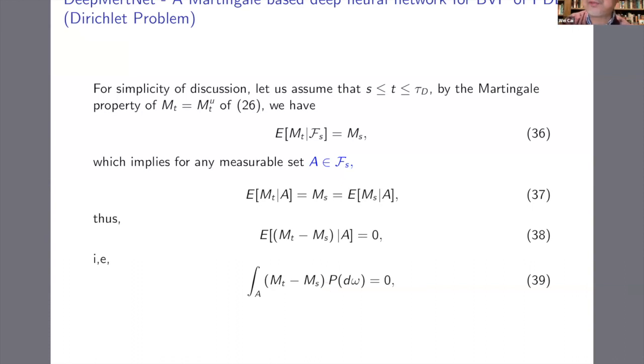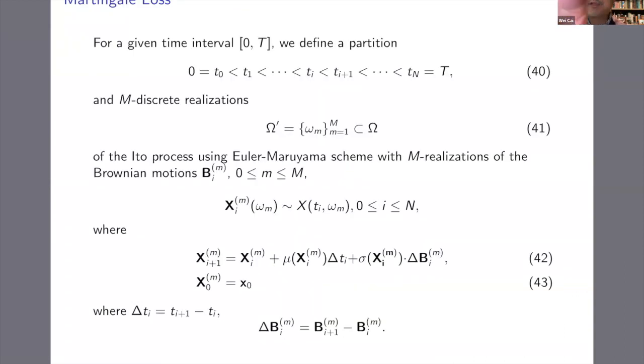So let's see how we do that. Okay, so let's see how we can construct the Martingale loss. Let's first describe the time. You pick a capital T, how long you run the path. For the Dirichlet problem, you have to pick the capital T big enough so the path will hit the boundary most of the time. And you start all the paths from the same point, x0.